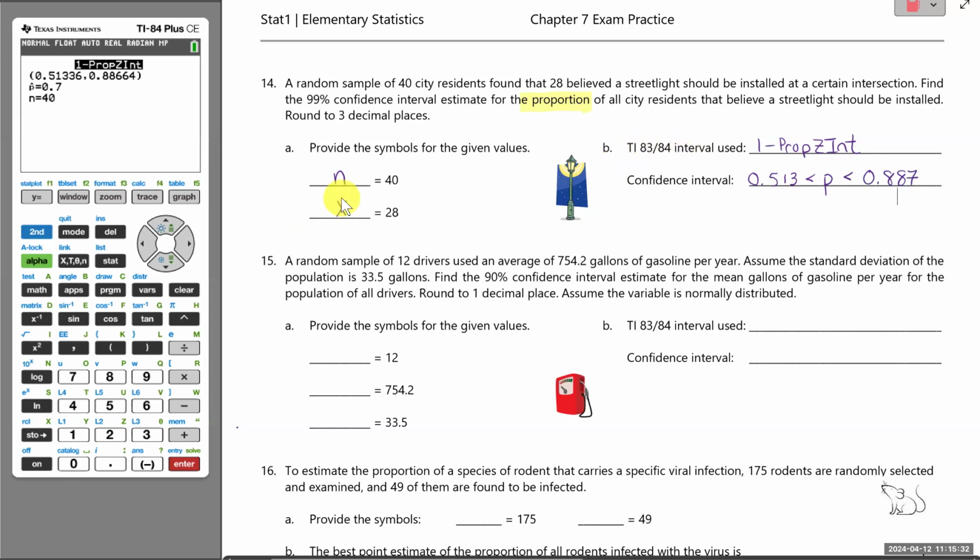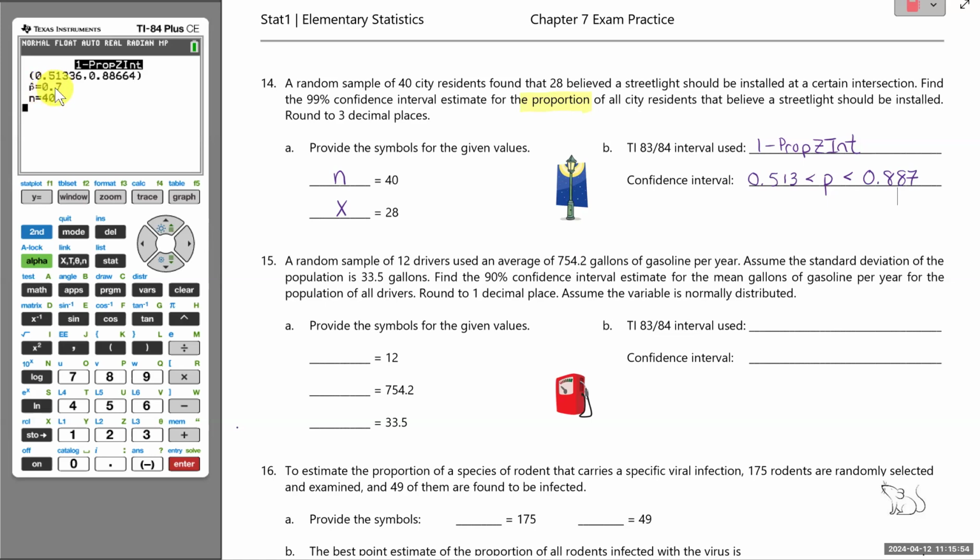Okay, so I didn't write a sentence for this one, but I'm still going to speak it. We would be 99% confident that the proportion of all city residents that believe a streetlight should be installed is between 51.3% and 88.7%.